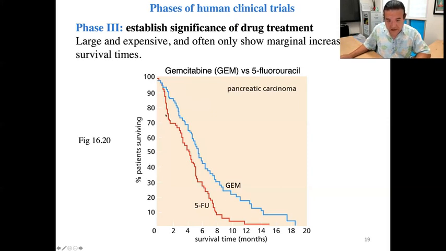So you can see the traditional 5-fluorouracil. This is a Kaplan-Meier plot. It's only fitting that we end our semester looking at a Kaplan-Meier plot, right? Patients' survival over 20 months that they were followed after they were enrolled and began this treatment. You can see this is the performance of the 5-fluorouracil. This is the performance of the gemcitabine, right?